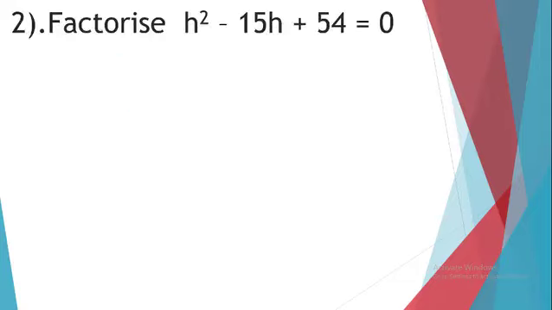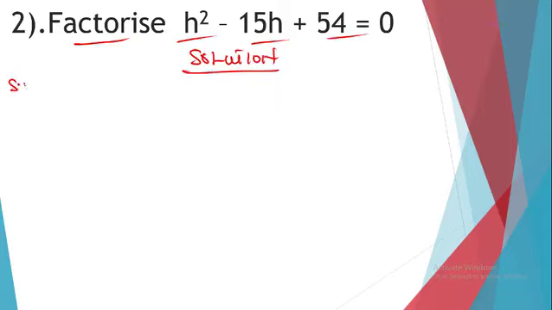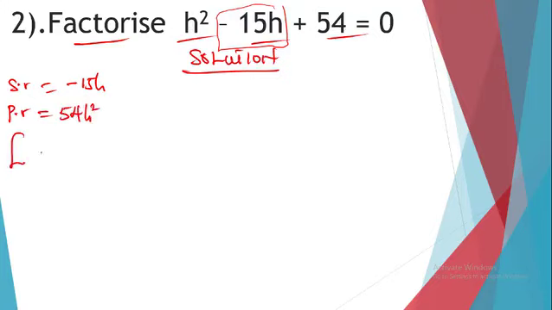Factorize h squared minus 5h plus 54 equal to 0. Factorize this. Okay, the first step is to obtain the product of root and sum of root, and the sum of root I told us is the middle term, that is minus 15h, and the product of root is the first term times the last term, which is 54 times h squared. That will give us 54h squared.